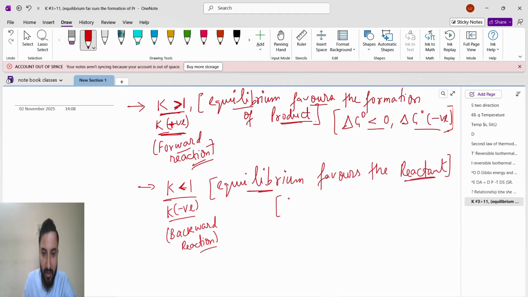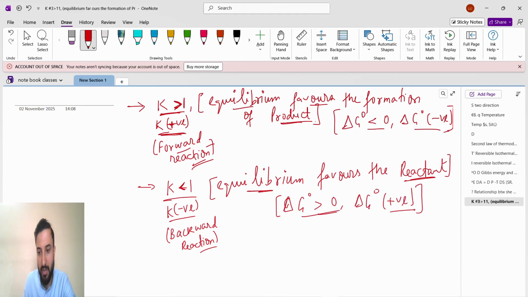If equilibrium favors the reactant, it means delta G naught is greater than 0, meaning delta G naught will have positive values. And last, what? If K is equal to 1, it means delta G naught is equal to 0, which means what will happen? Here we will say at equilibrium.